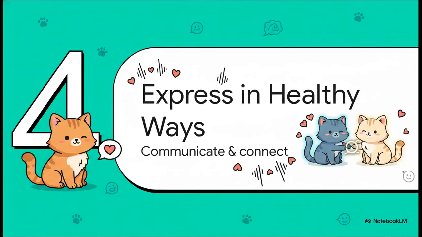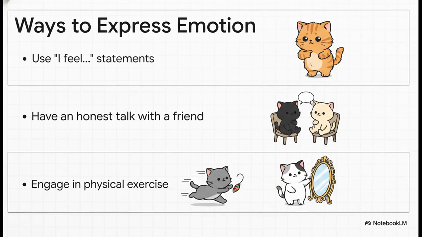Next up is Section 4, express in healthy ways, communication and connection. Once we've finally labeled the feeling accurately, the E in RULER guides us to express it outward, and we want to do this in a way that's authentic to us, but also deeply respectful to others. So how do we do that?